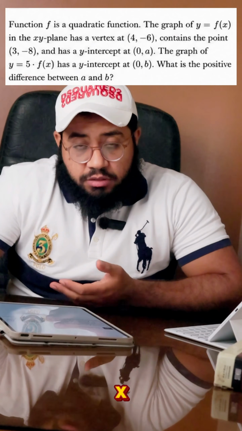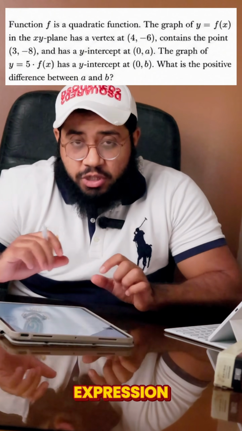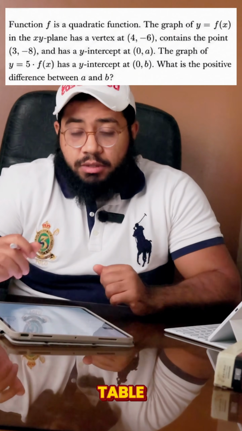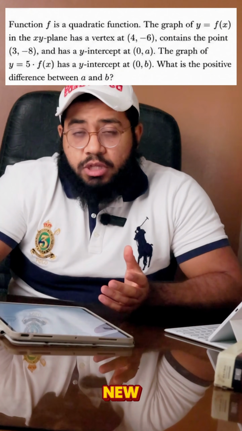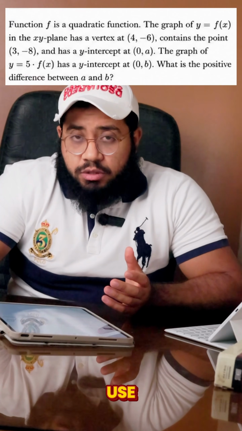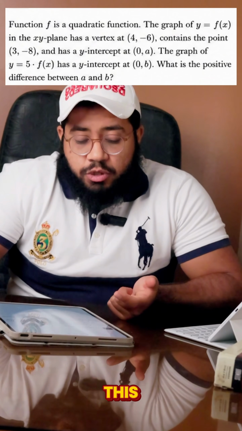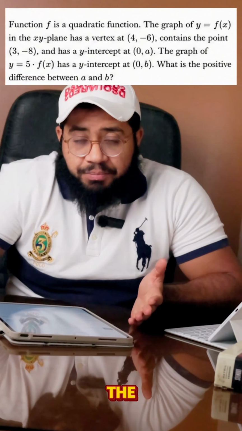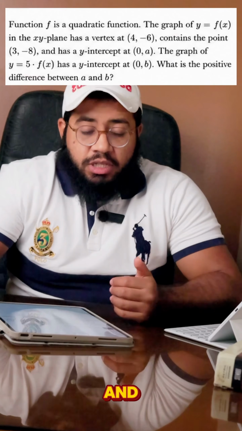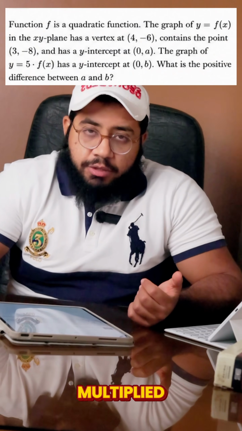First of all, I'm going to define f of x, not using an algebraic expression, but using a table. Then I'm going to use the table custom regression. This is a new type of regression, and I'm going to use it in this question. I'm going to define the vertex. I'm going to define this point, which the curve is passing through, which is 3 and negative 8, in order for Desmos to calculate the y-intercept of the original function. And afterwards, I'm going to calculate the y-intercept of the second function, which is 5 multiplied by f of x.